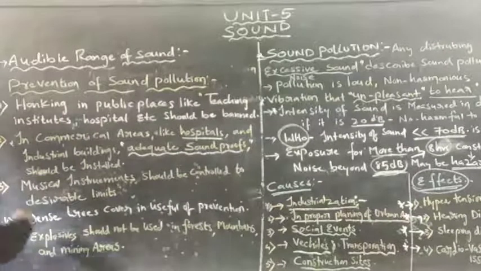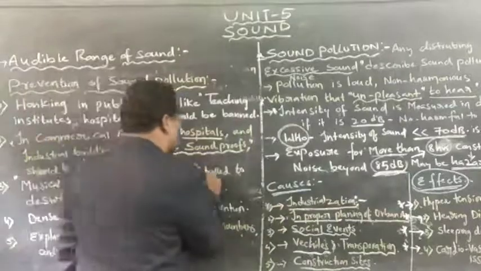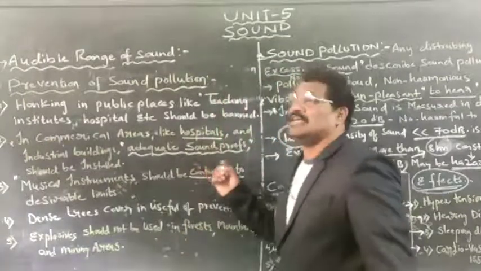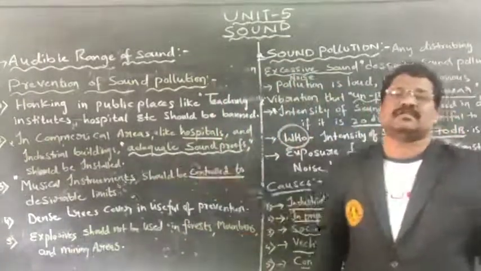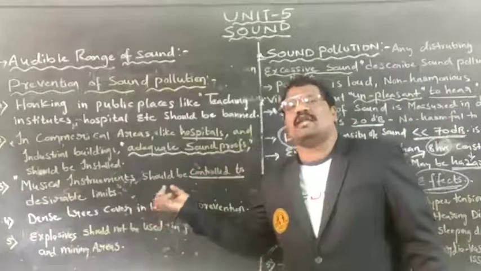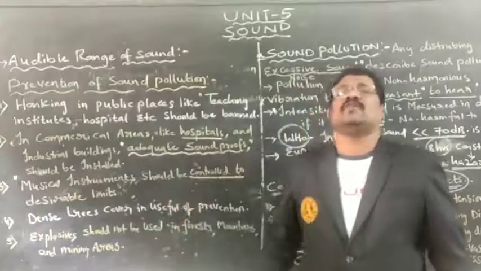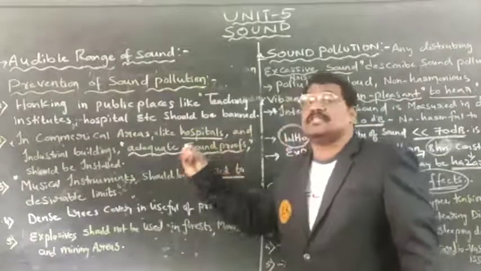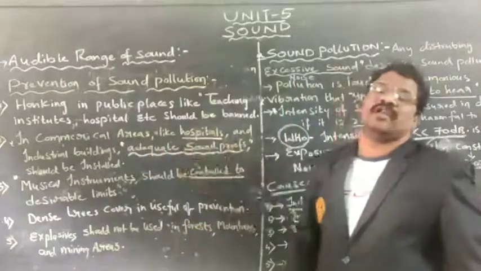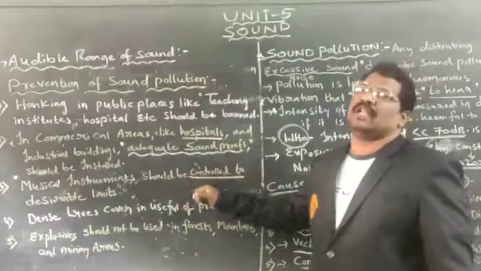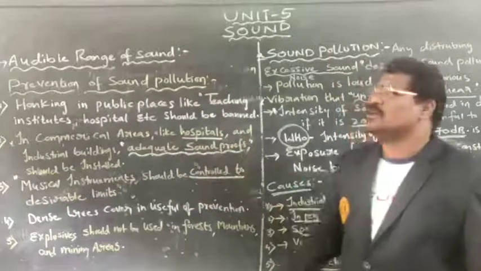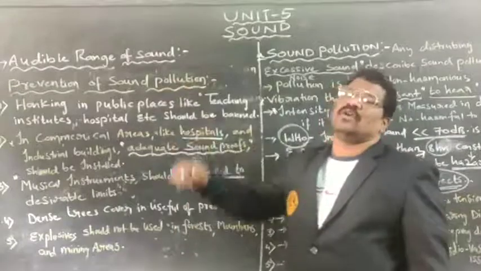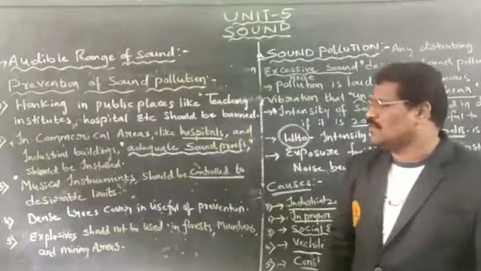Third point is what? Musical instruments should be controlled, within controlled and desirable limits. What limits? The sound should not exceed 70 decibels. It must be within controlled and desirable limits. Within those limits, if we use musical instruments, to some extent we can prevent sound pollution.